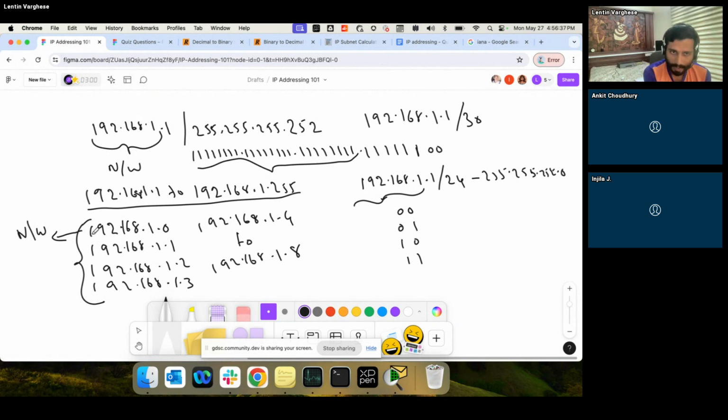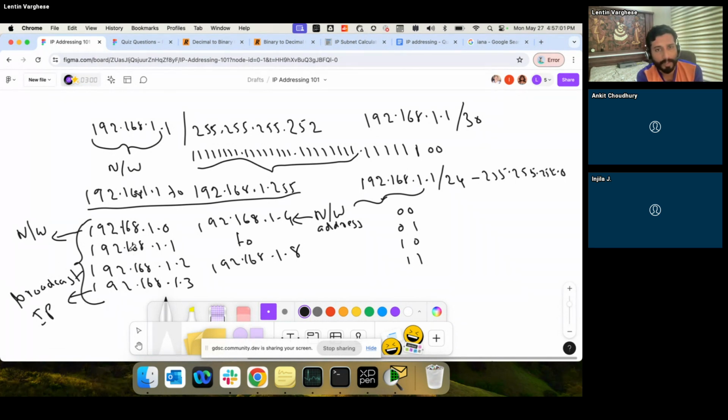So every network has an identifying IP address, which is always the first IP address in that network. In this network, it is 1.0. In this network, it is 1.4. Okay. Now, the last IP address is known as the broadcast IP address.